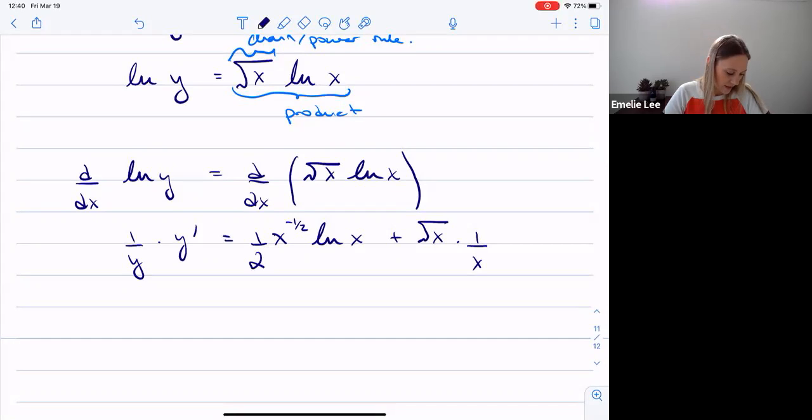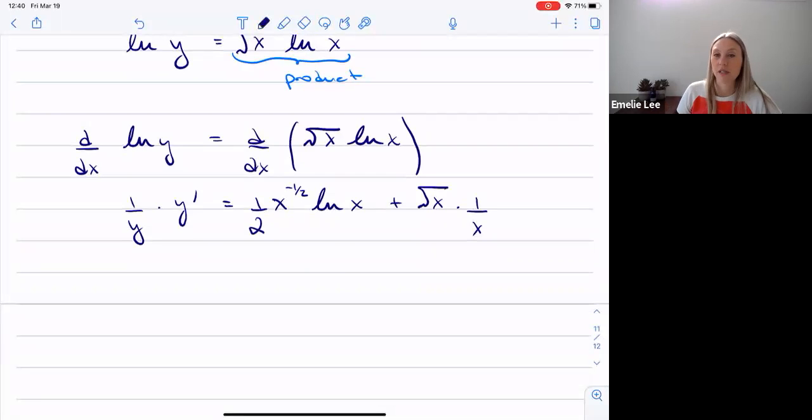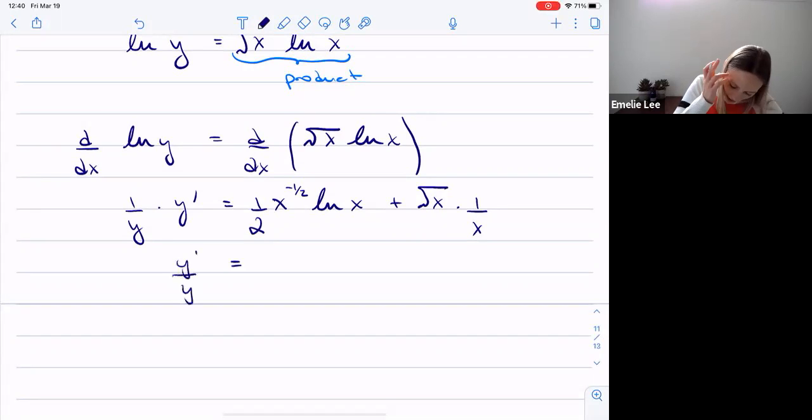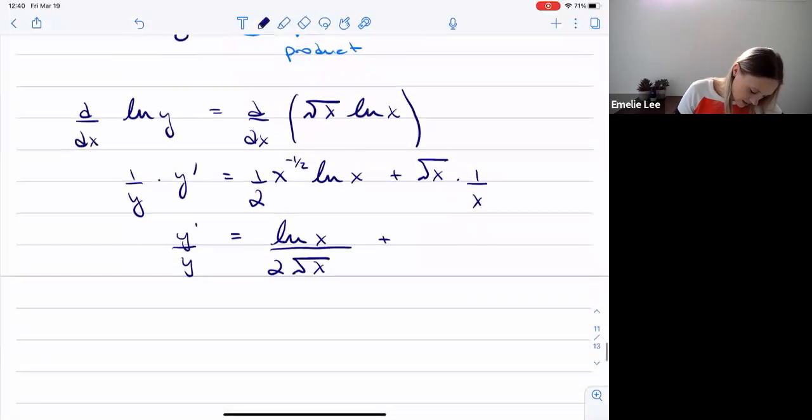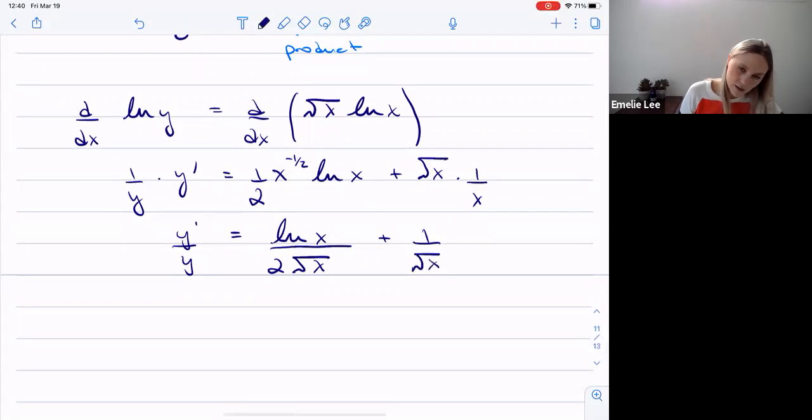So let's simplify this thing a little bit. Here I have x to the power of 1. Here I have a power of 1/2. I can actually combine these, right? A couple of ways you can think about it. You could break up x as the root of x times the root of x, and then cancel that root in the numerator. Or you can use exponent laws if you want to. So we get y prime over y is the log of x over 2 root x plus 1 over root x. Right? However you want to cancel that is fine.